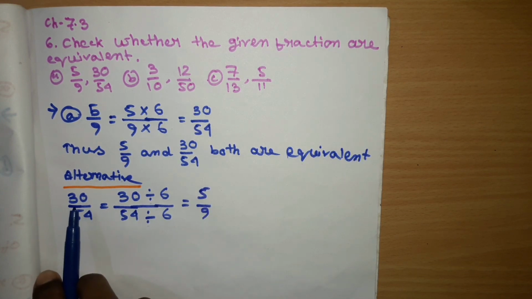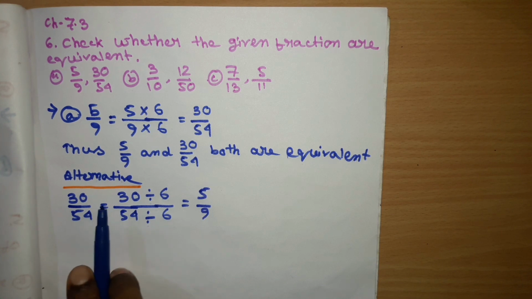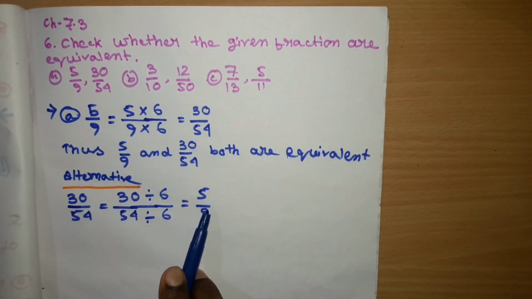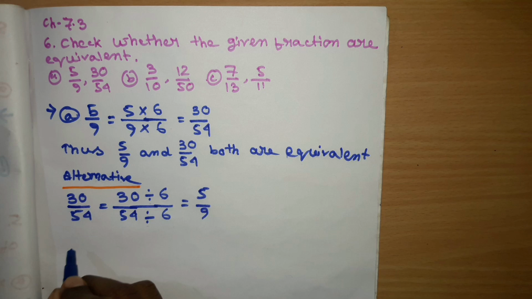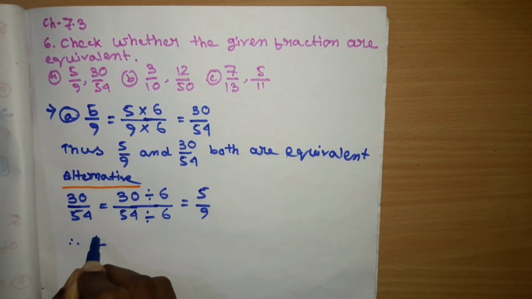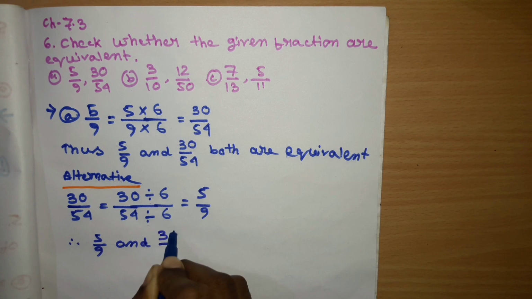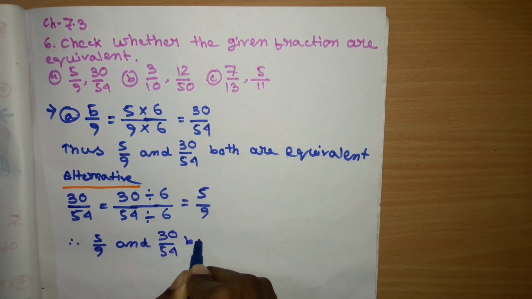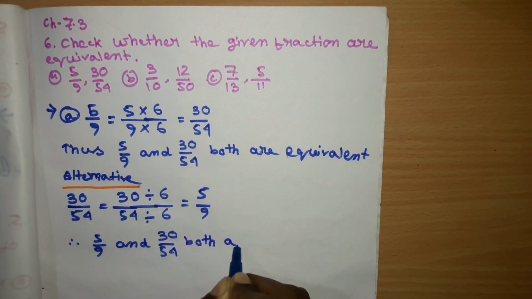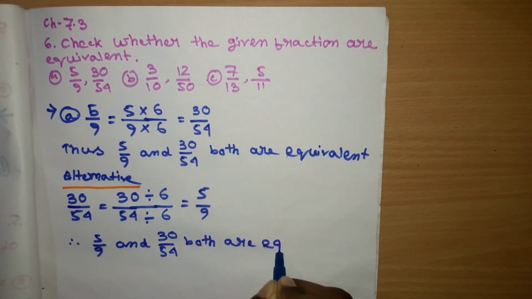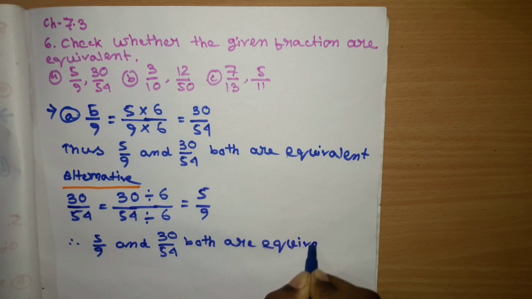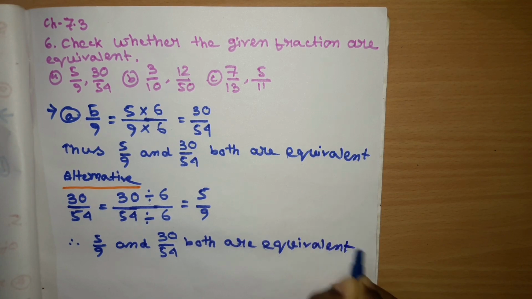So I am getting exactly the first fraction. Therefore I can write 5 by 9 and 30 by 54 both are equivalent.